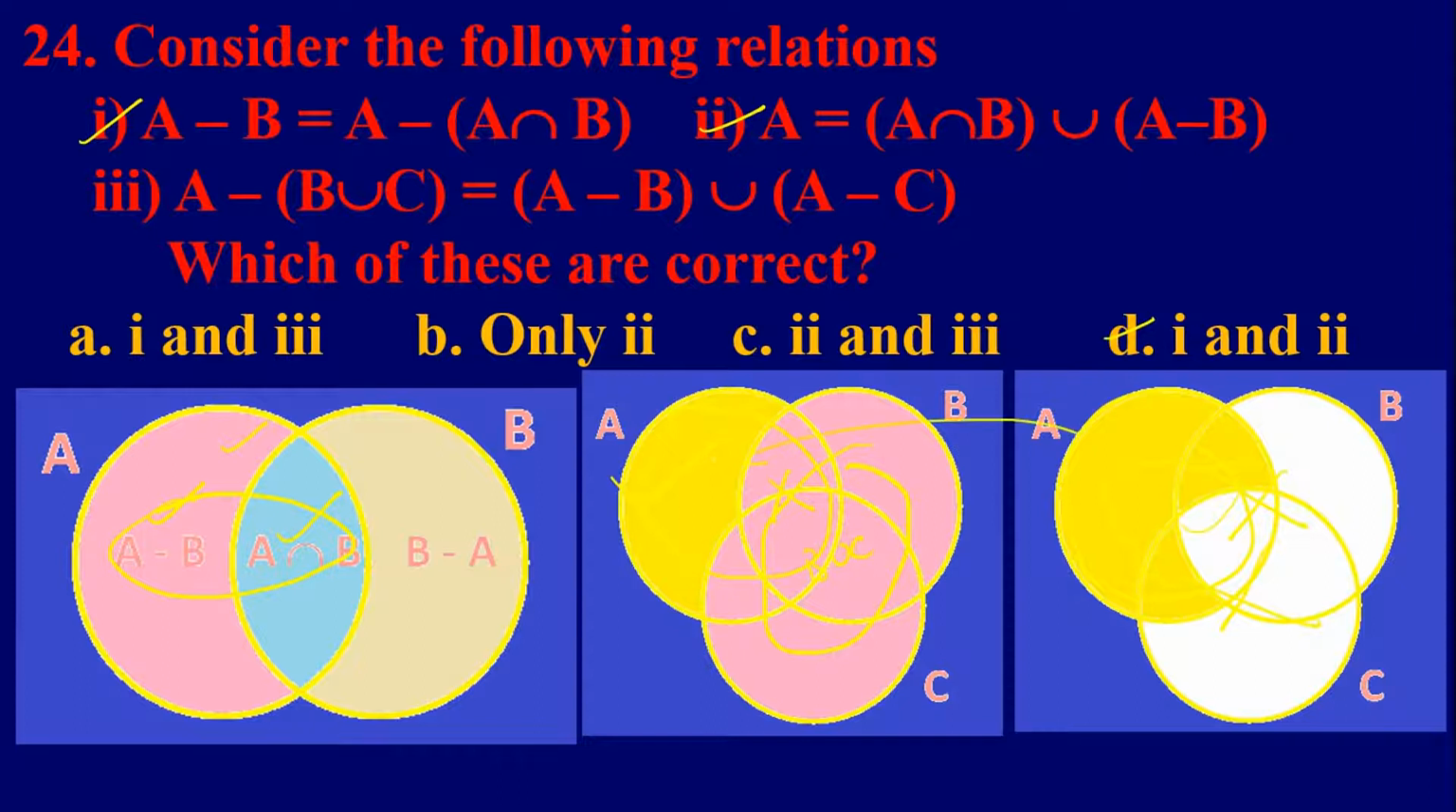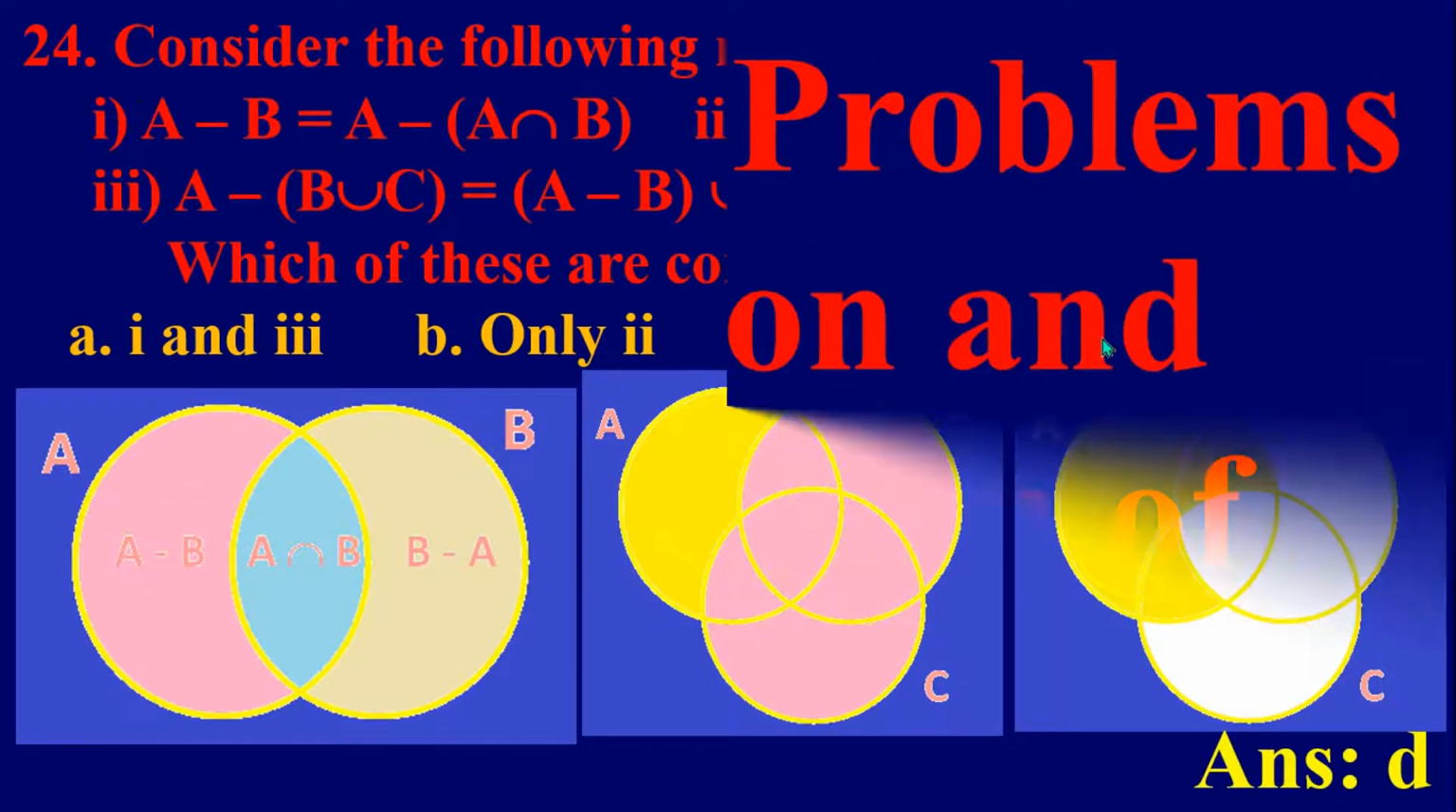So these two parts are not equal. Therefore, the third relation is not correct. Therefore, here only the first and second are correct, which is option D. So option D is the only correct one.